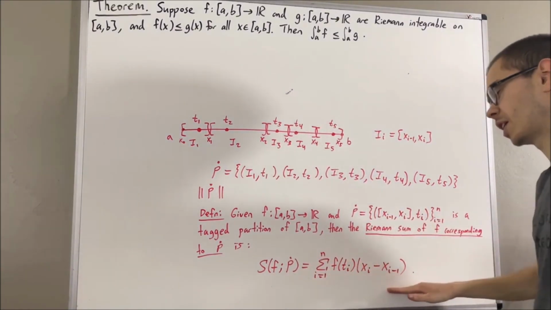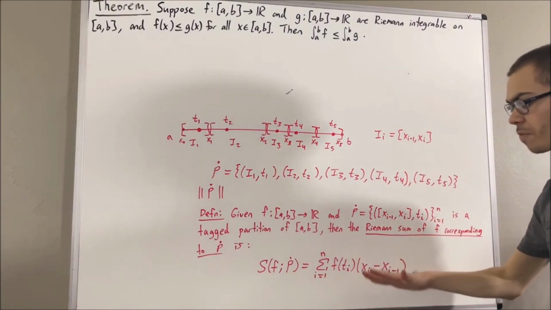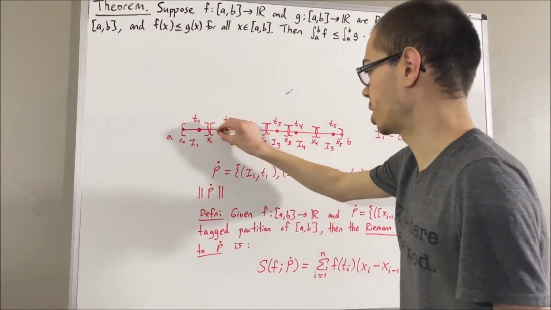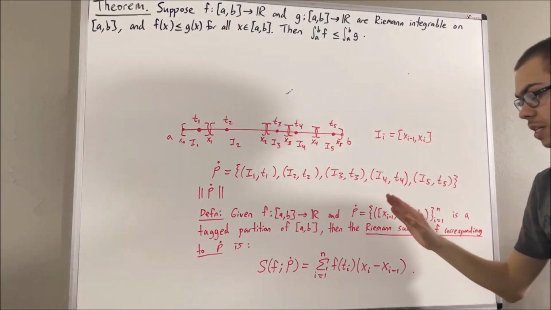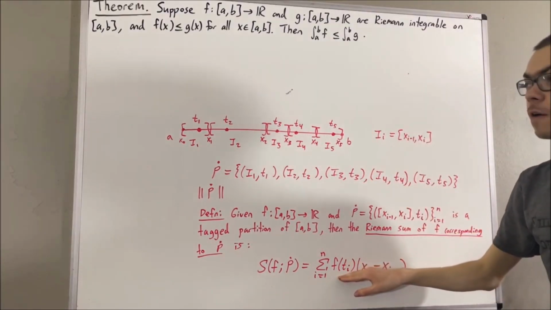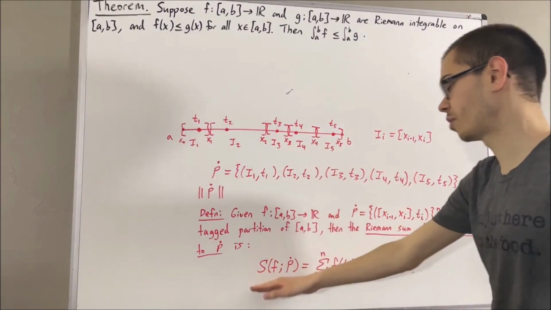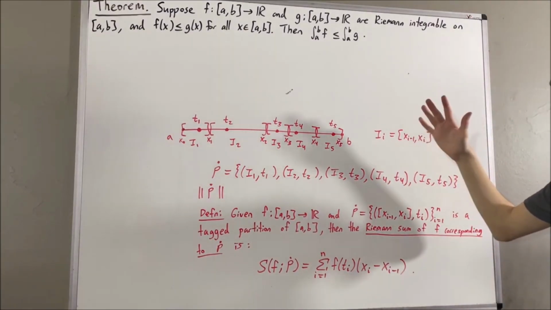And really what's going on here is we're adding the areas of a bunch of rectangles, where the width of each rectangle is the length of each subinterval, while the height of each rectangle is the output value of f at each of the tags. Right, so that's a way that you can think about this visually. So now let's talk about the definition of a Riemann integral.